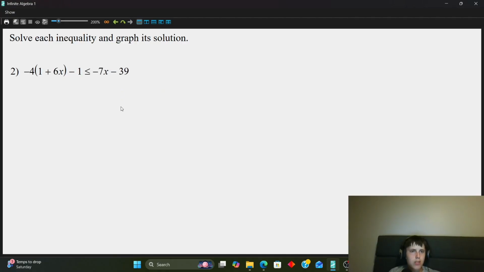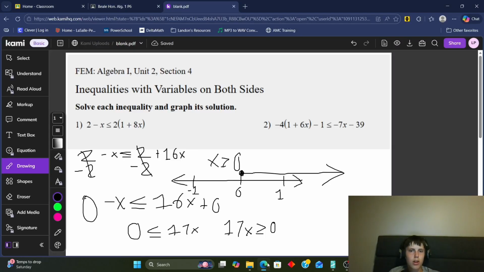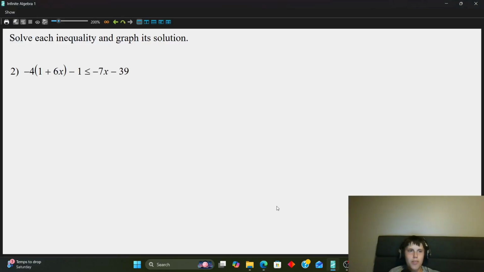All right, go ahead and try this next one by yourself. It is the same one shown on the Kami thing, and then I'll reveal the answer. So good luck. I'll be revealing the answer in 3, 2, 1. Okay, so x is greater than or equal to 2.